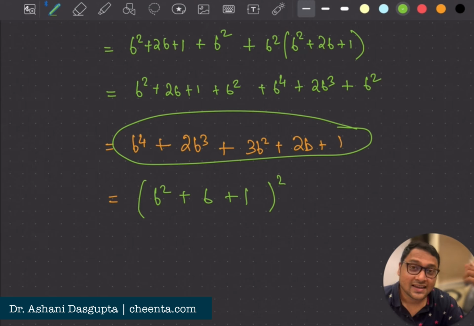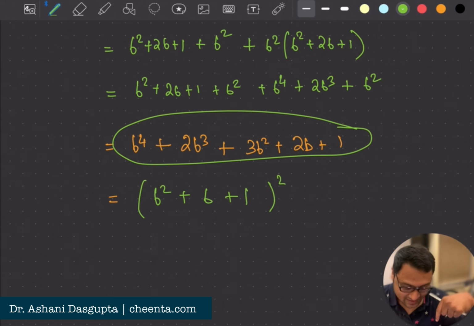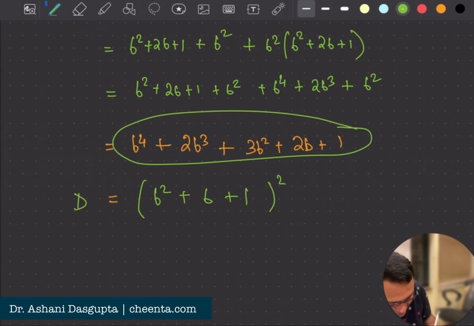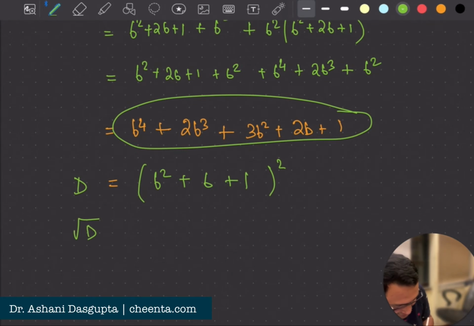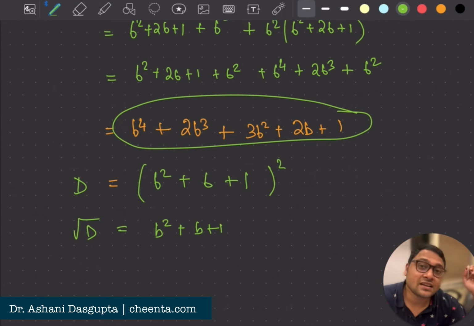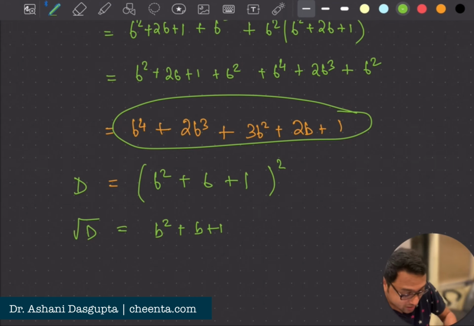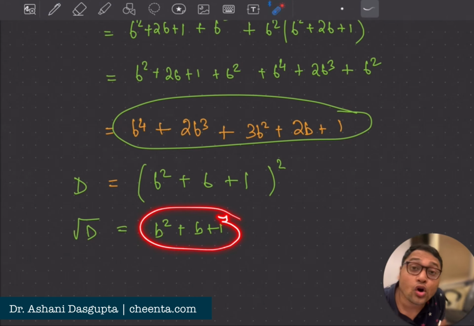So can you tell me in the comment section why this is possible? And if this is possible, then d is this, so the square root of d is b squared plus b plus 1. Can you tell me in the comment section why this is an odd integer?